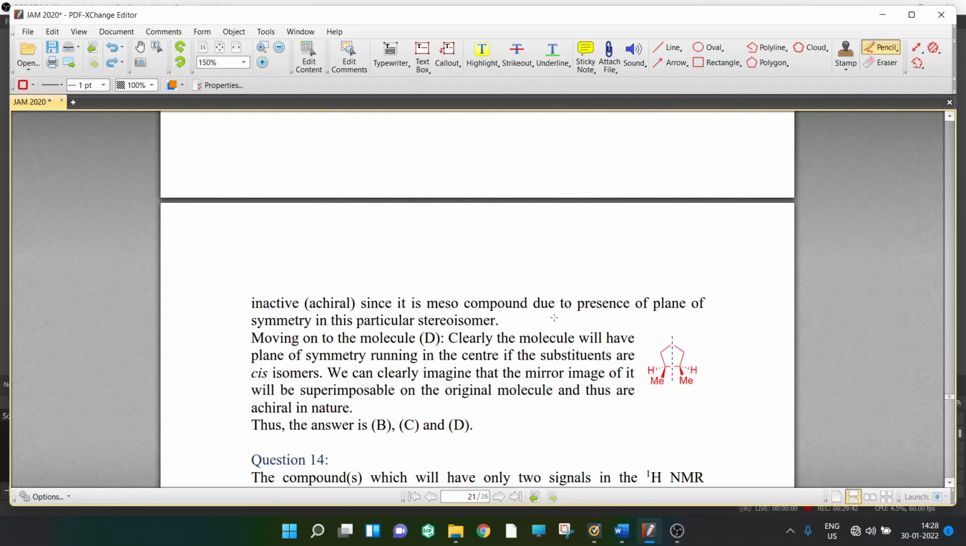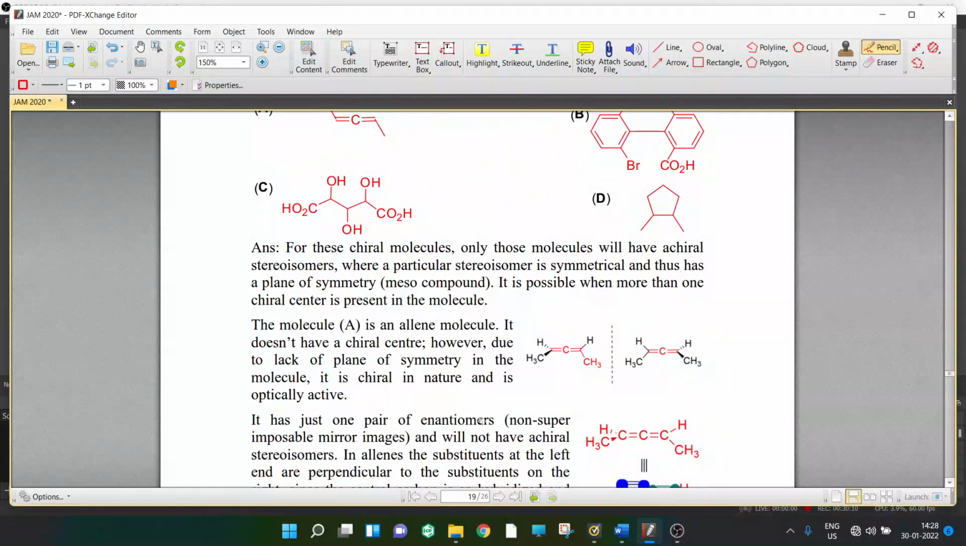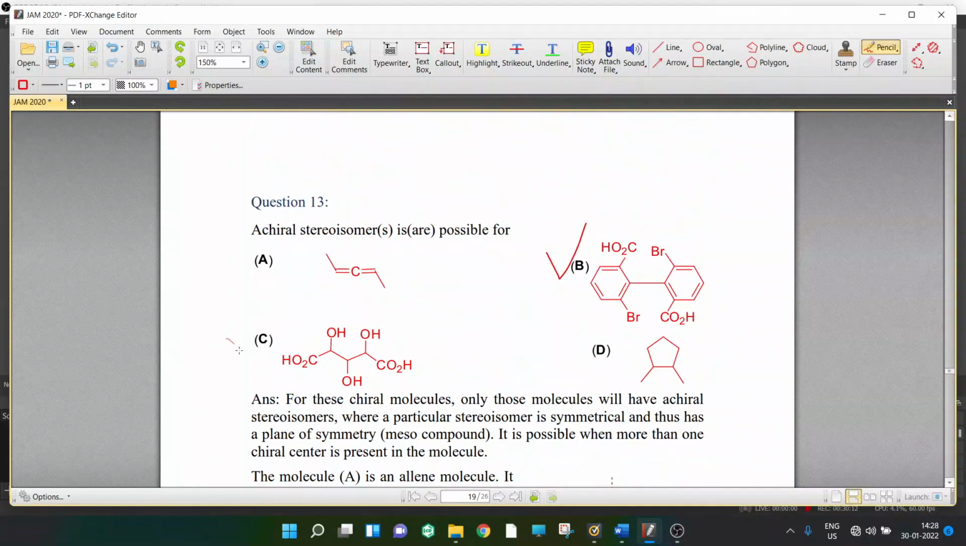Now moving on to the last one. If you draw it, I could have drawn Me behind the viewer and H in front of the viewer. If I do that, then there is no plane of symmetry, and it will be chiral in nature. But if I draw something like this, both Me towards the viewer and both H away from the viewer, then you can see there is a very clear-cut plane of symmetry. And if I draw the mirror image, again it will be superimposable. So therefore B, C and D all have the possibility of achiral stereoisomers. Okay.